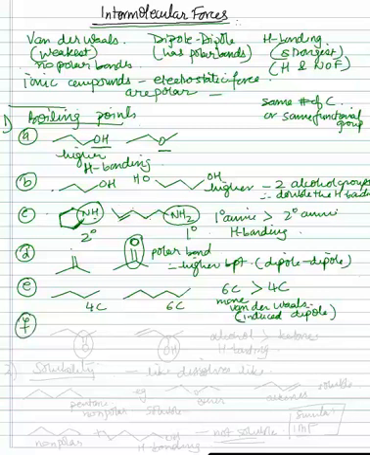Then let's look at another one. Last one. Let's compare an alcohol with a ketone. Here, this is a ketone, this is an alcohol. Alcohol wins. And why? Because of hydrogen bonding. Okay, so that's about boiling points.